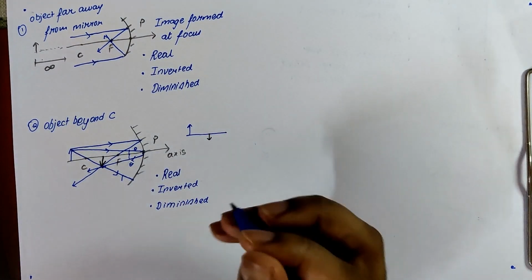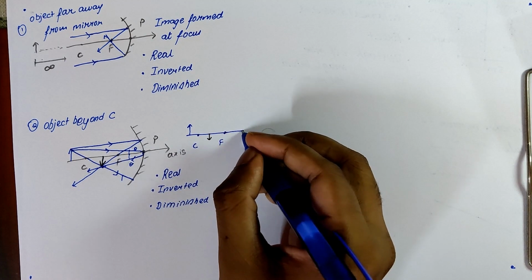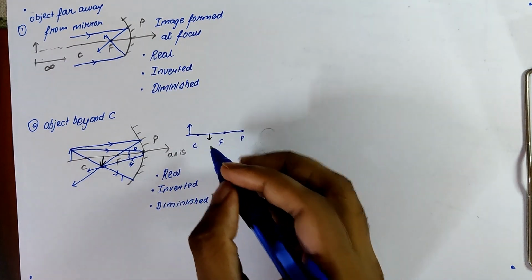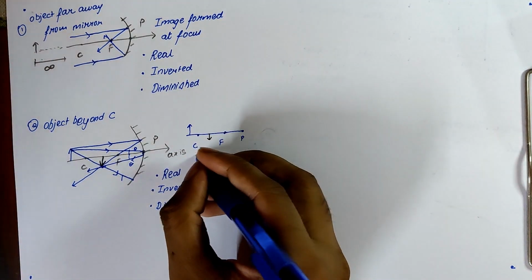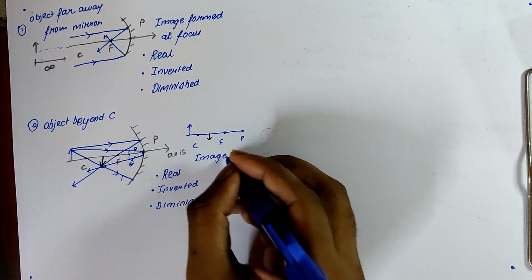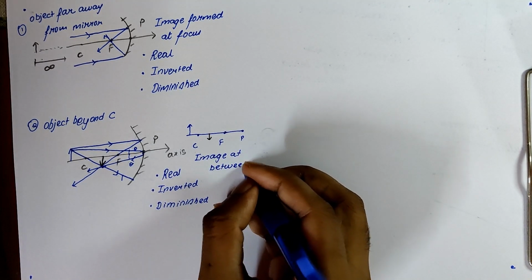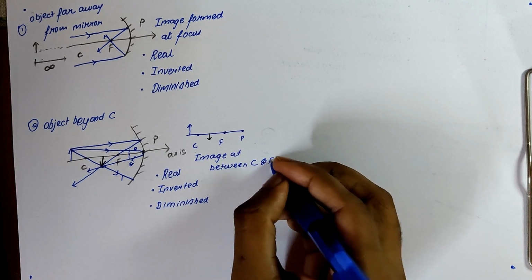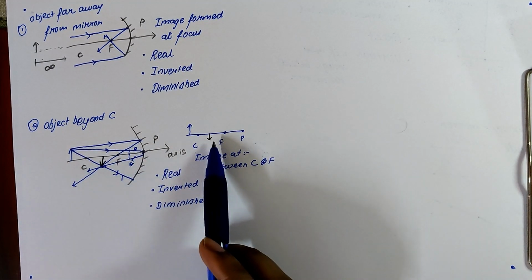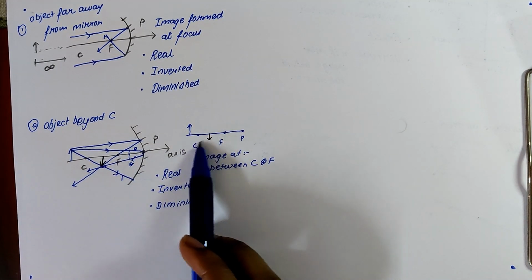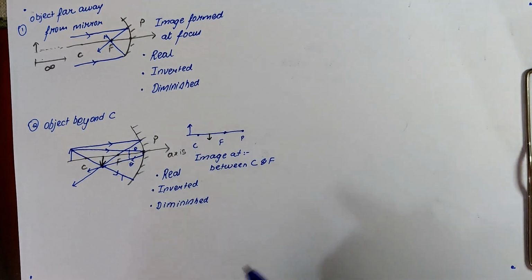Now the position of this image: here lies C and here lies F, sorry, not P. You can see the image is between the center of curvature and the focus, which means the image is between C and F. So whenever the object is beyond C, the image will be between the center of curvature and the focus, no matter where it is. Now let's go on to the third case.